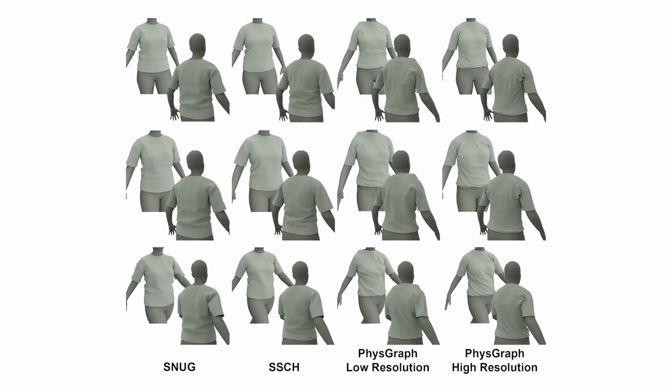We now compare PhysGraph to related work. We compare with SSCH, SNUG, and the low resolution and high resolution output of PhysGraph. Note how SNUG results in collisions with the body geometry. Both SSCH and SNUG produce detail, but the detail does not change for different poses, whereas our physics-based detail varies with the pose.